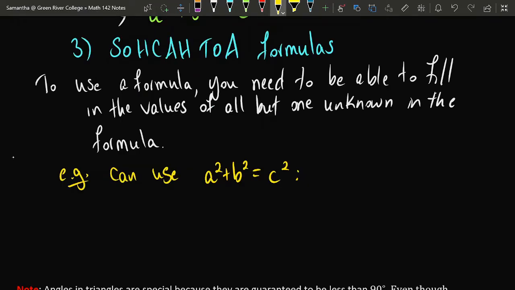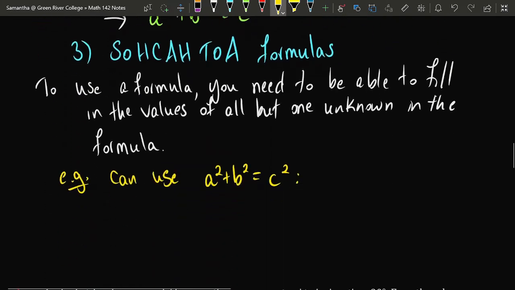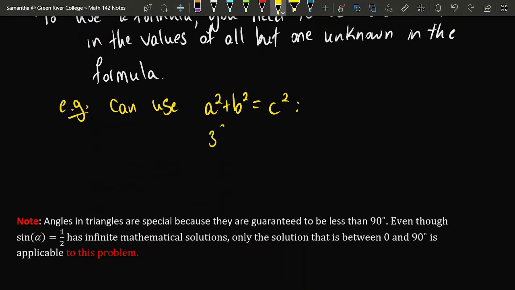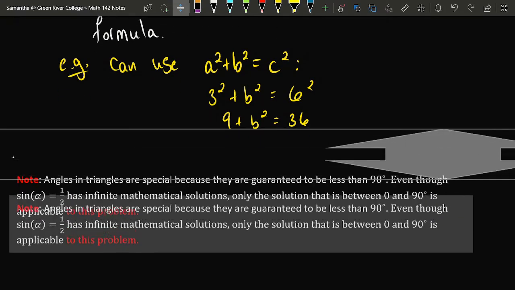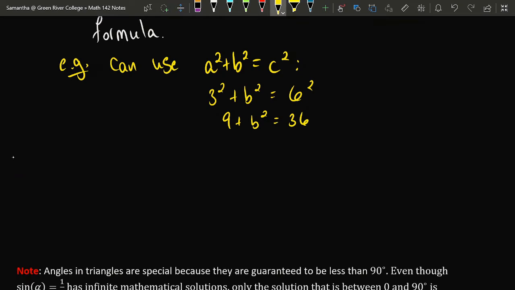So if I plug in the fact that A is equal to 3, and I plug in the fact that C is equal to 6, I know that 9 plus B squared is equal to 36. And therefore, subtracting 9 from both sides, I figure out that B squared must be equal to 27. And therefore, B must be equal to the positive square root of 27.